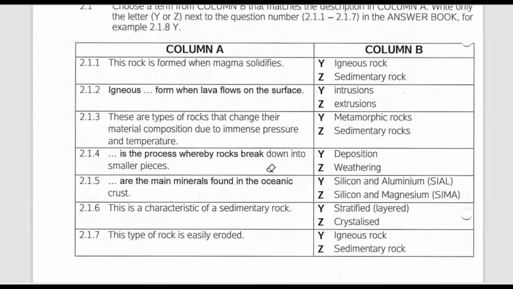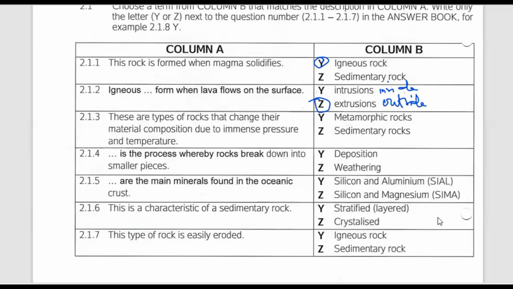Right. So we are going to look at the questions and give the right responses. This rock is formed when magma solidifies. This is an igneous rock, rocks of volcanic origin. Igneous dash form when lava flows on the surface. Right, that is an extrusion. Intrusion means inside. Extrusion, outside. So if the rock solidifies within the Earth's crust, it's an intrusion, and an extrusion, lava flows on the surface, outside. Right, these are types of rocks that change their material composition due to immense pressure and temperature.